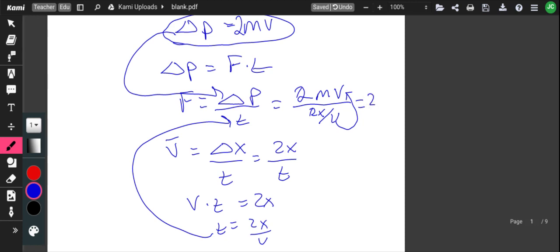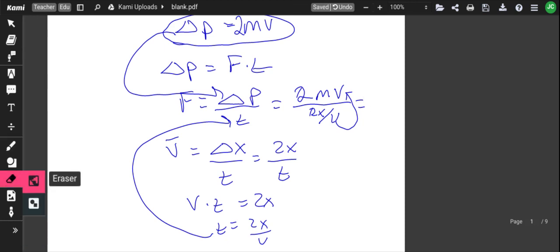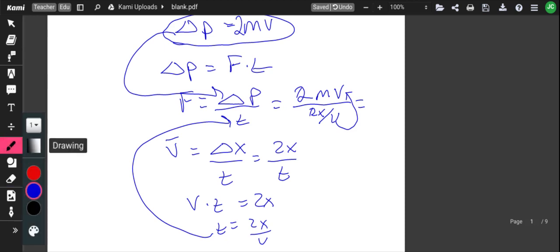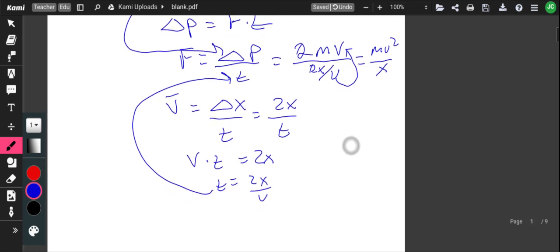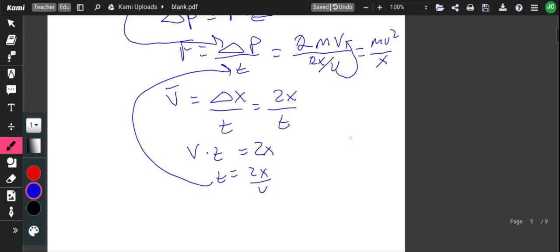I'm sorry, they just mentioned that the 2's cancel out. We're going to get mv squared divided by x, the length. And that's going to be something we're going to use. And again, that is equal to the force.